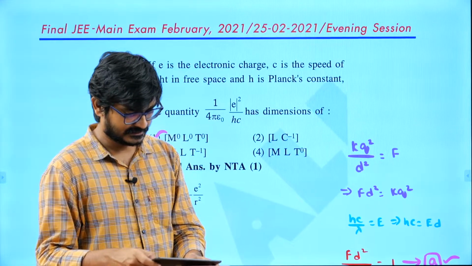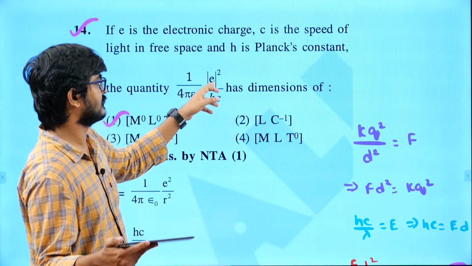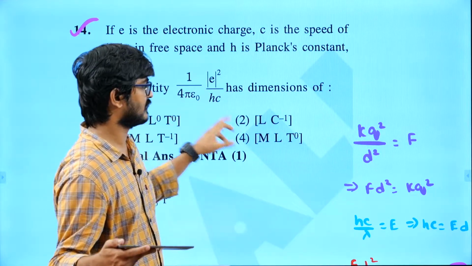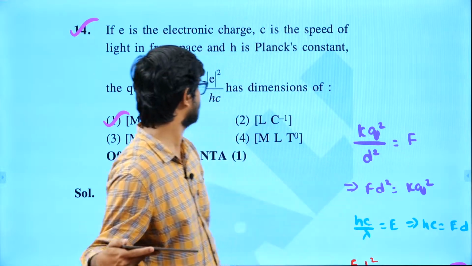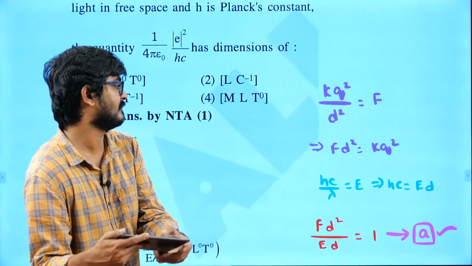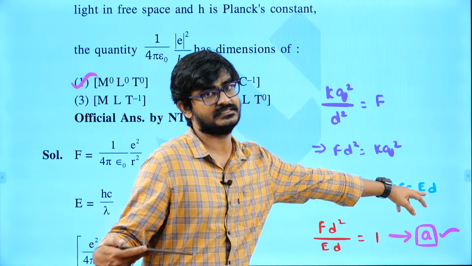So the next question, again, I can see 4 pi epsilon naught and q square. Whenever I see 4 pi epsilon naught and q square, I will be remembering this formula. So q square by 4 pi epsilon naught will be having what dimensions? Q square by 4 pi epsilon naught will be having dimensions of f into d square. Now h into c, whenever I see h into c, I will be remembering this energy, hc by lambda. So h into c will be having a dimension of energy into d.